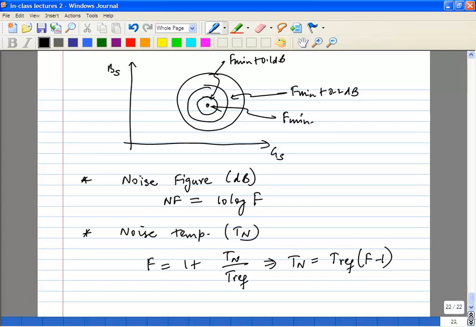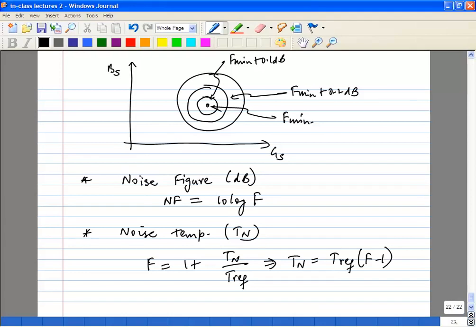The other thing to note is that if you use noise temperature, it actually gives you slightly more resolution than if you just use noise factor or noise figure. If your noise factor increases by 0.01 or 0.02, your temperature may increase by 1 or 2 Kelvin. So you may use it when you are very close to your Fmin. Is that clear?